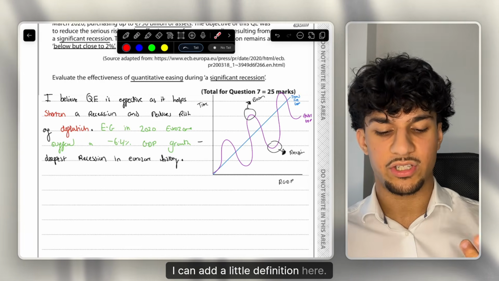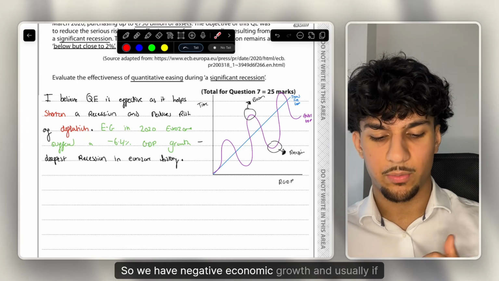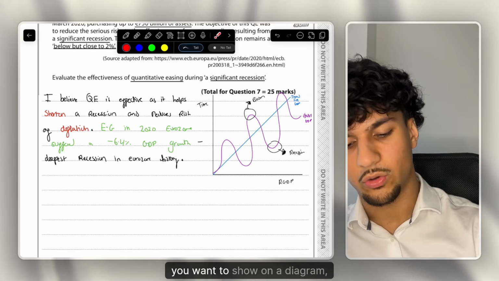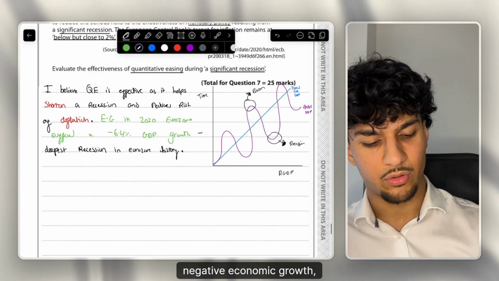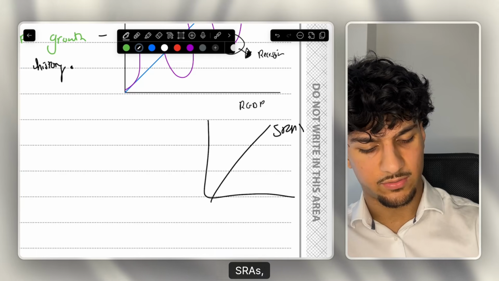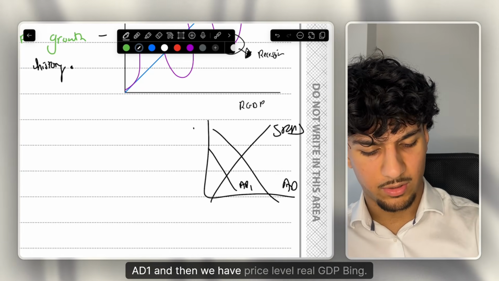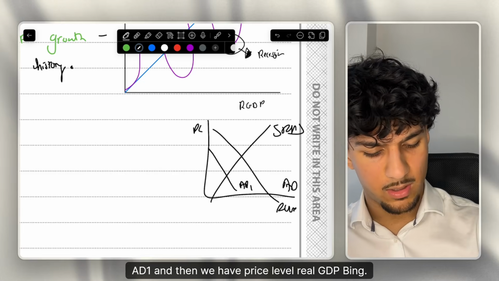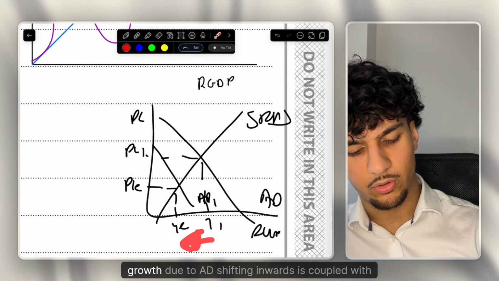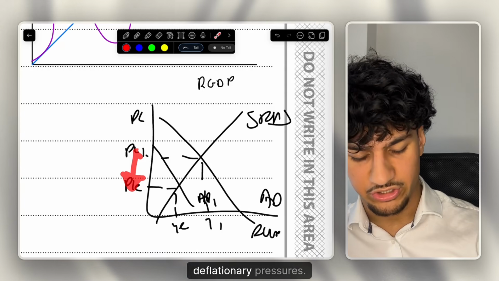I can add a little definition here: a recession is 2 or more consecutive quarters of negative economic growth. Usually if we want to show it on a diagram, I probably wouldn't draw this diagram, but just for explaining's sake: SRAS, of course, AD1, and then we have price level, real GDP. And usually in a recession, the negative economic growth due to AD shifting inwards is coupled with deflationary pressures.